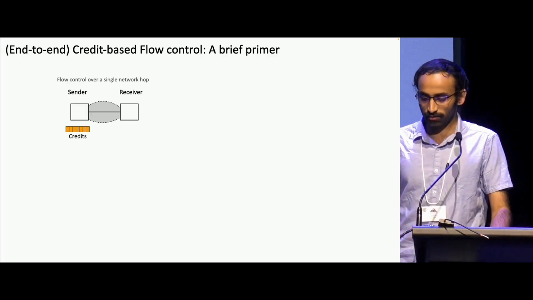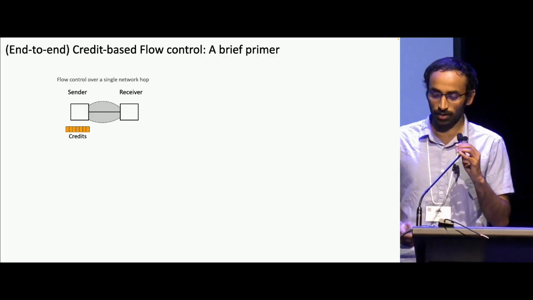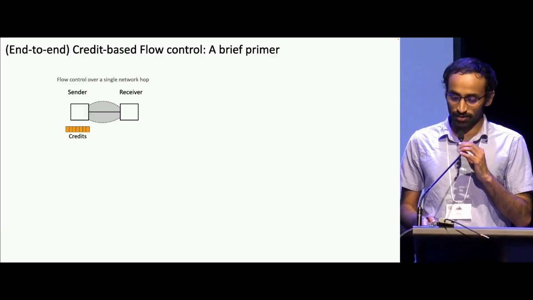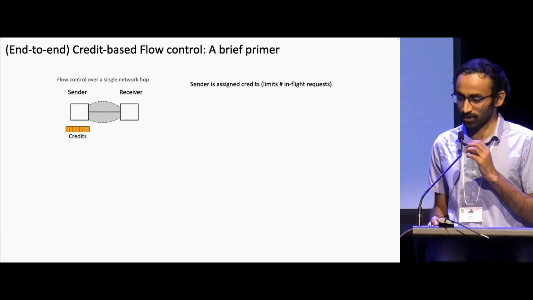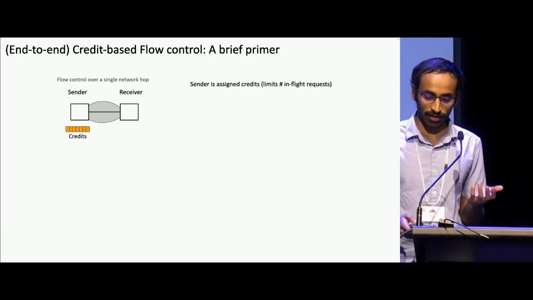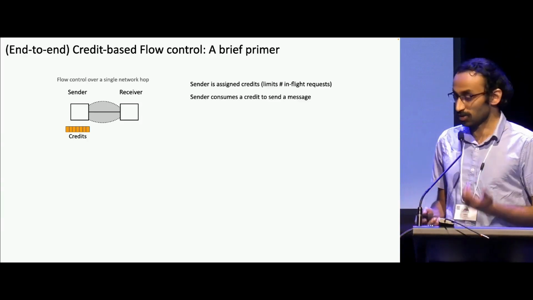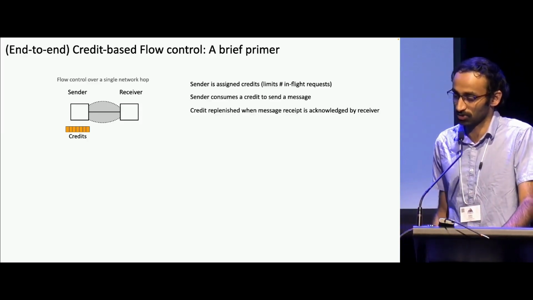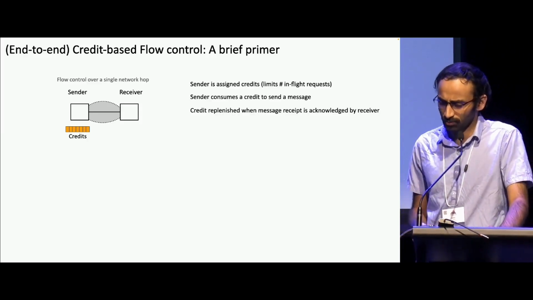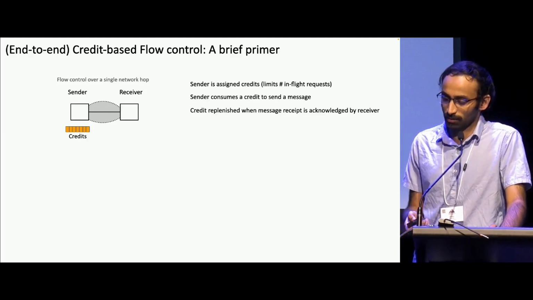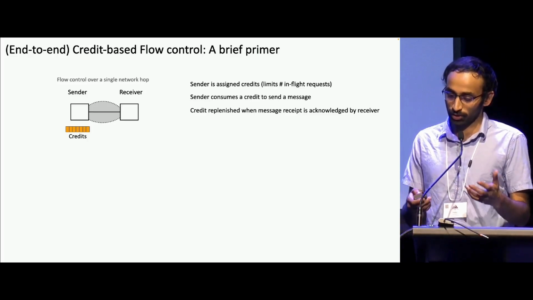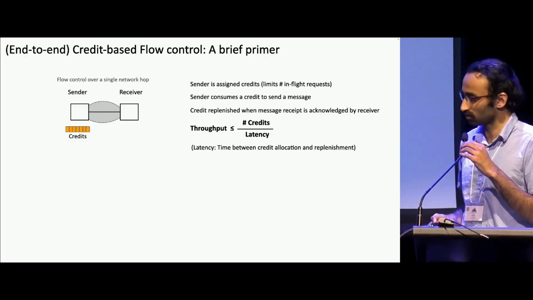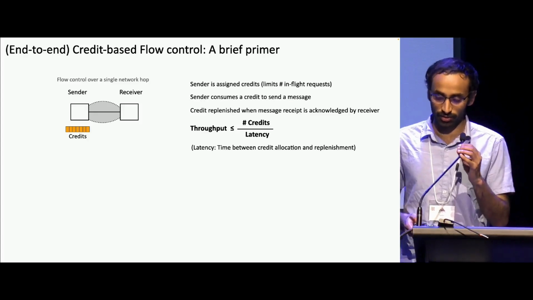Let's say you have a simple single hop network with two nodes connected by a single link. One is the sender, one is the receiver. The sender is assigned credits, which limits the number of in-flight requests that it can maintain. The sender consumes a credit to send a message, and the credit is replenished when the message receipt is acknowledged by the receiver. It's pretty well known that the maximum throughput in such a system is bound by the number of credits divided by the latency, where the latency is the time between the credit allocation and replenishment.